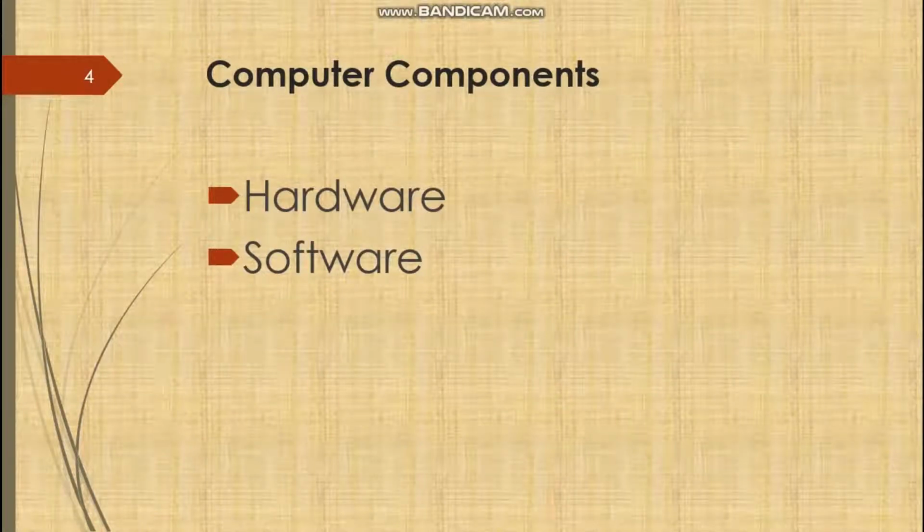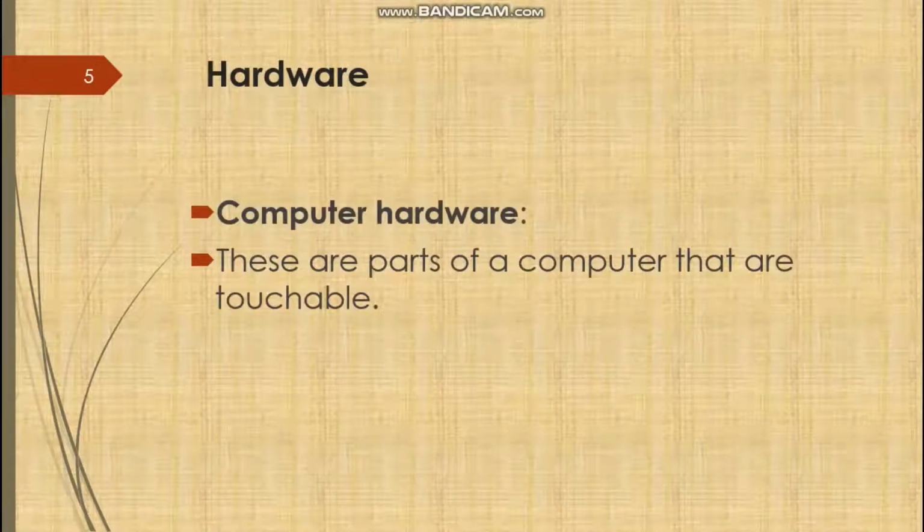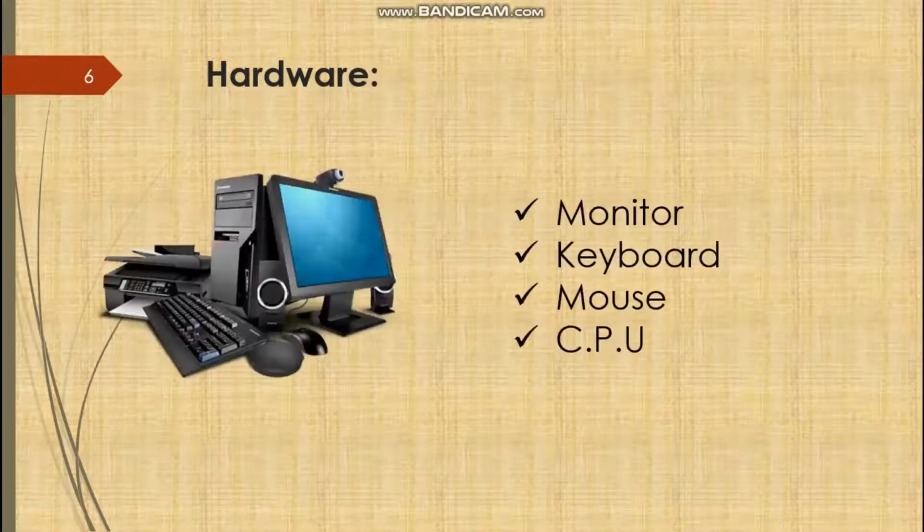The computer is made up of two major components: hardware components and software components. Let me first define what hardware components are. Hardware components are parts of a computer that are touchable. Under hardware components, we have the monitor, the keyboard, the mouse, and the CPU.